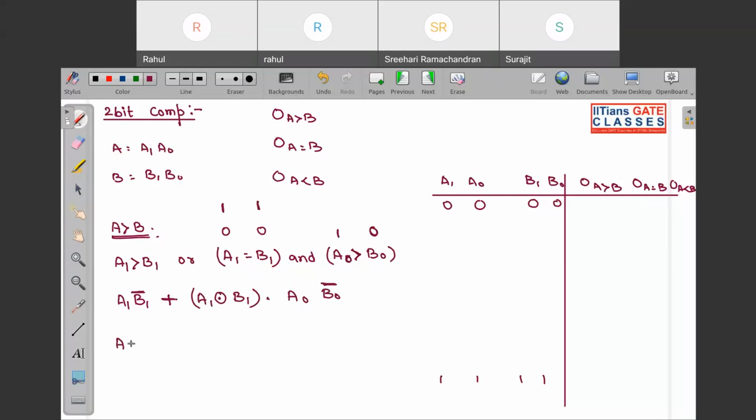Now next is A is equal to B. If A is equal to B, that means A1 equal to B1 and A0 equal to B0. So how can I write this? This will be A1 XNOR B1 dot A0 XNOR B0. Okay, very simple.